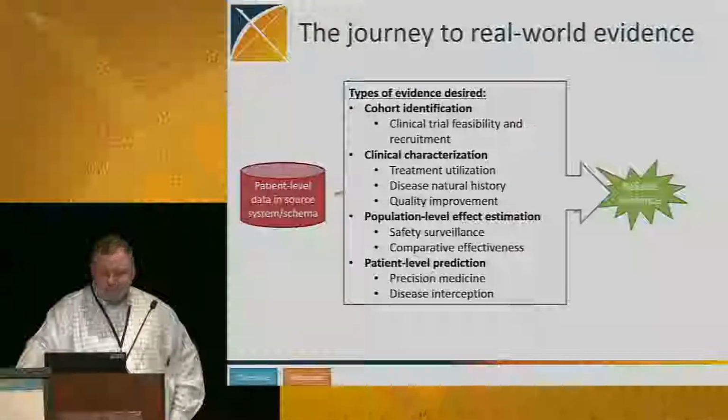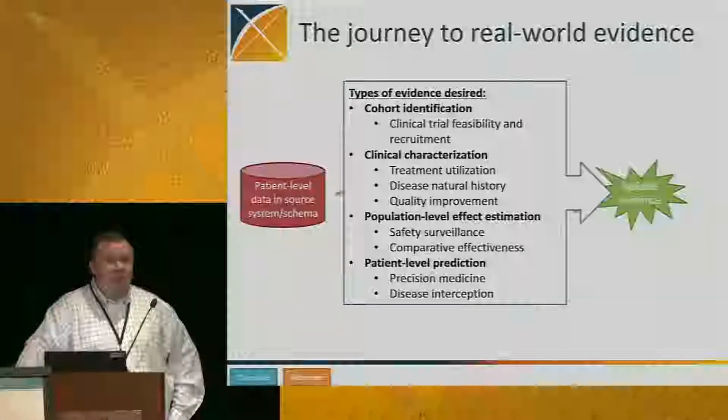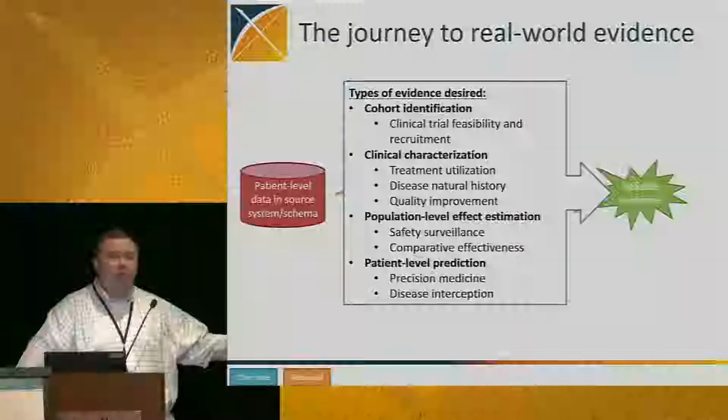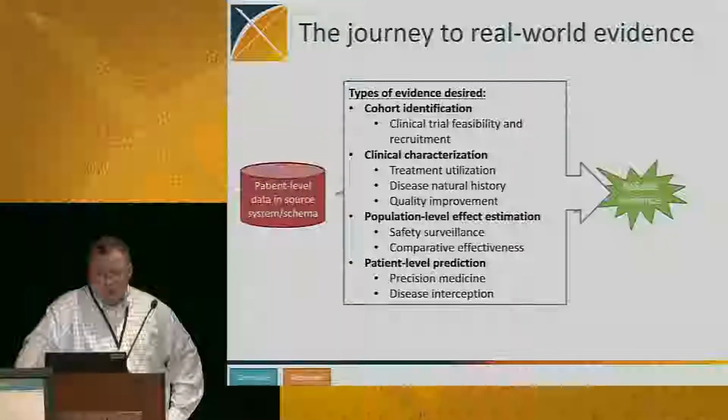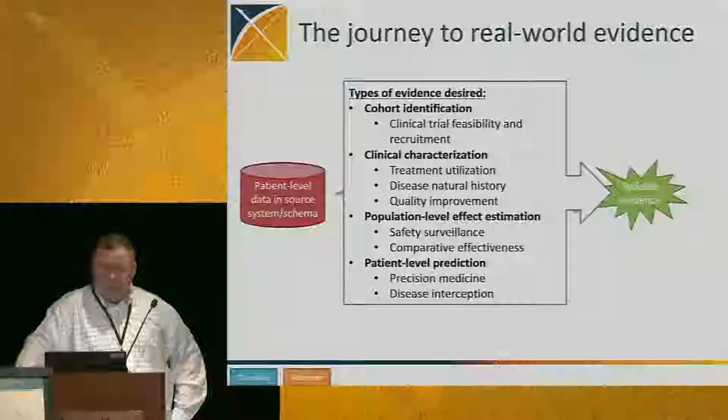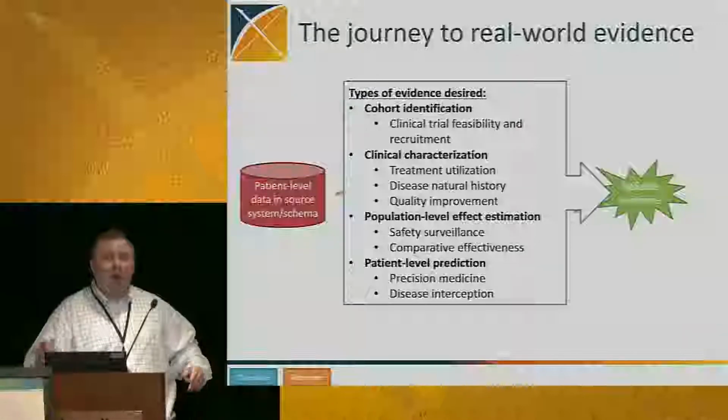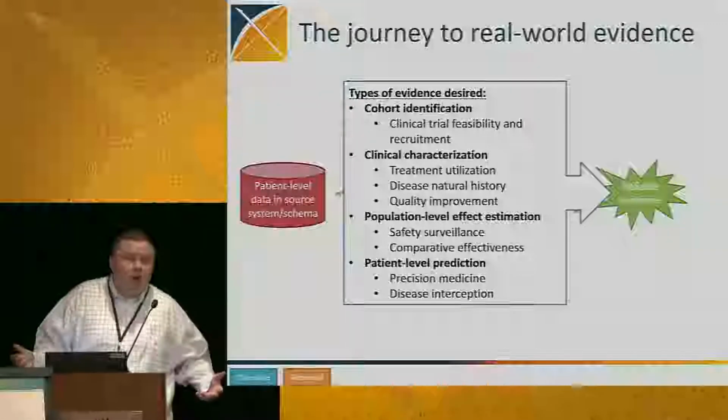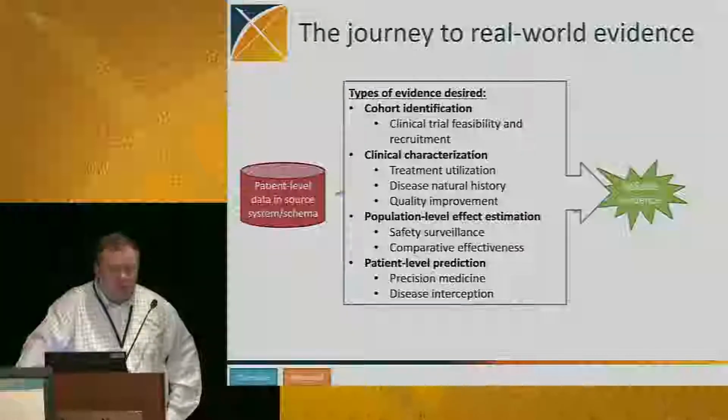We've seen a lot of excitement in the community around quality improvement and thinking about how we can use data to summarize the performance of health systems. A second analytic use case has been population-level effect estimation, or thinking about causal inference. And we've seen two primary use cases that have gotten a lot of attention within the community.